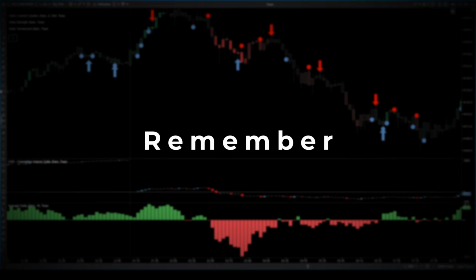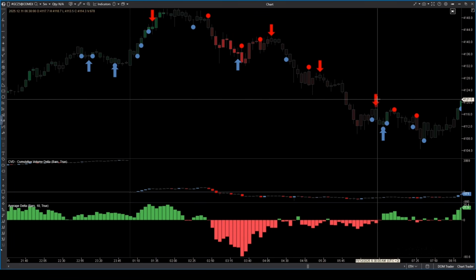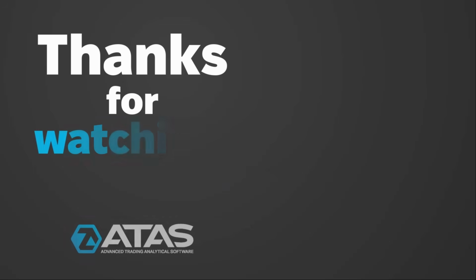Remember, delta indicators do not replace a strategy. They enhance the context for decision-making. Use them as helpful tools for confirmation purposes.